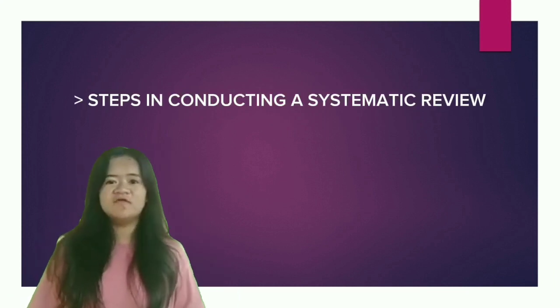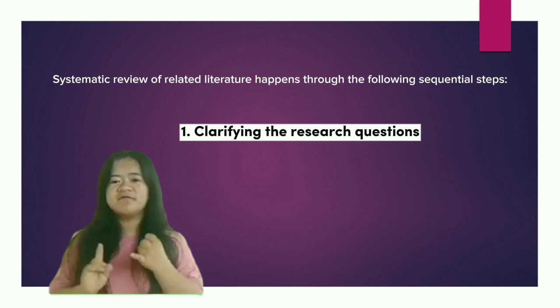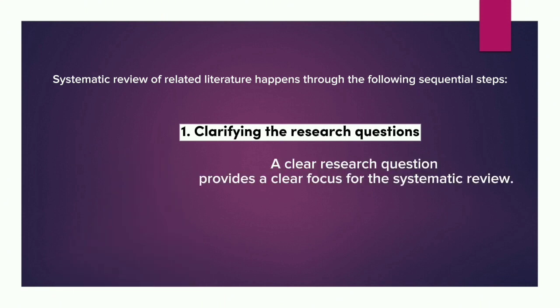So, conducting a systematic review also happens through the following sequential steps. The first one is clarifying the research questions. It helps to define the scope and boundaries of the review, ensuring that the review addresses a specific research problem rather than being too broad or vague.